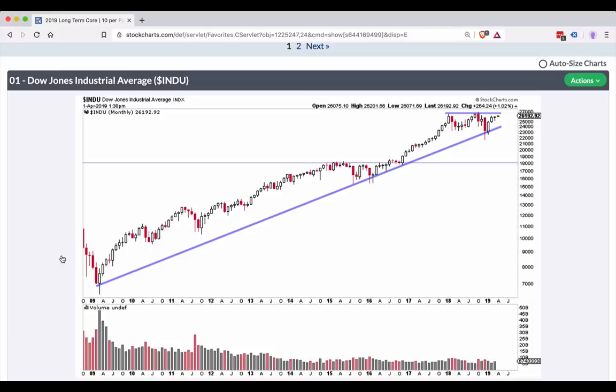This is StockCharts. We like to look at these data sets with StockCharts. These are total return charts, and these are also the indices and spot futures contracts where possible. So first up here is the Dow Jones.